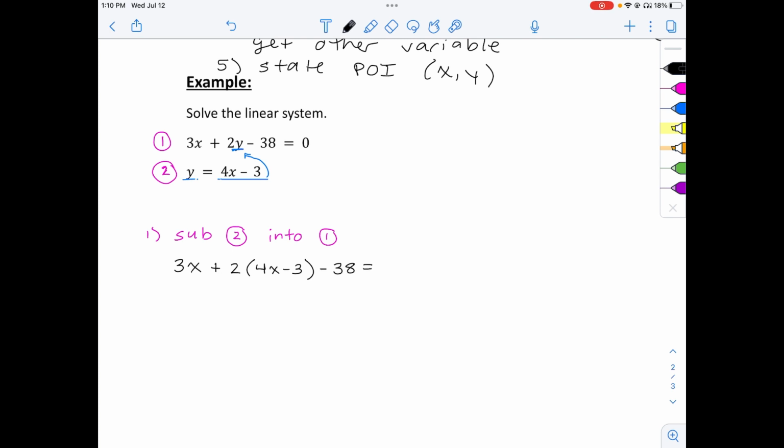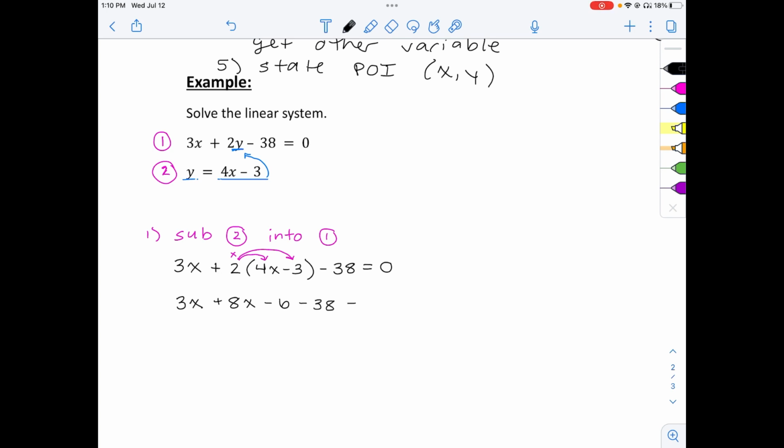So subtract 38 equals 0, and now we just need to simplify and isolate for x. Okay, so this here, when we have the 2 in front of the bracket, you're going to use distribution, which tells us we're going to multiply the 2 by both of the terms inside the bracket. So this will still be a 3x. Then we have 2 times 4x, so that's going to be 8x. Positive 2 times negative 3 is negative 6.